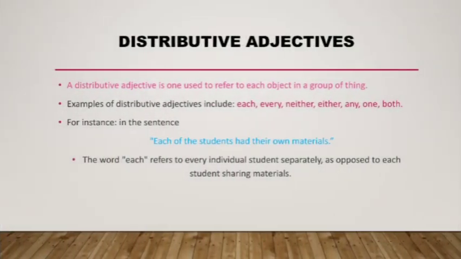What is a distributive adjective? You have already understood distributive pronouns. They both are somewhat the same, but distributive adjectives indicate a thing or a person taken separately out of a whole group or class. These adjectives denote each one of the nouns or pronouns and are followed by a singular noun. Some examples of distributive adjectives include each, every, neither, either, any, one, both. These are all examples of distributive adjectives.